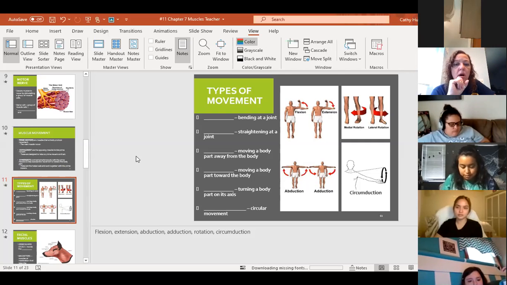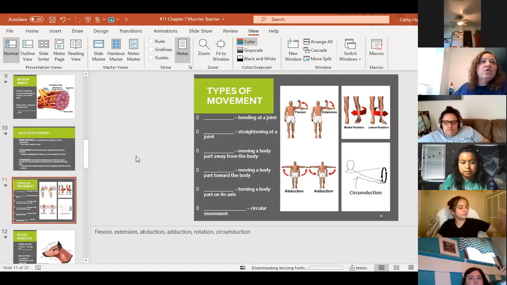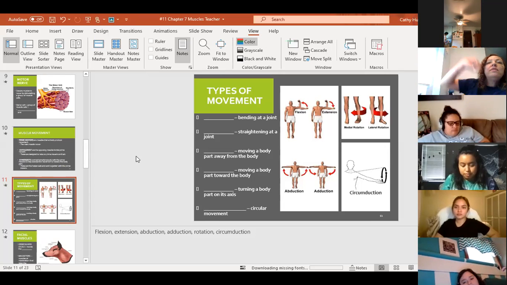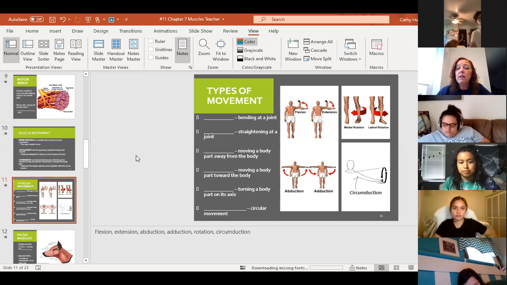Turning a body part on its axis is going to be a rotation. So you can do this with your foot. You can do this. And then finally, if you turn a body part in a circular motion like this, that is going to be circumduction. This is all review, guys. We talked about all of these movements when we were doing the skeletal system.